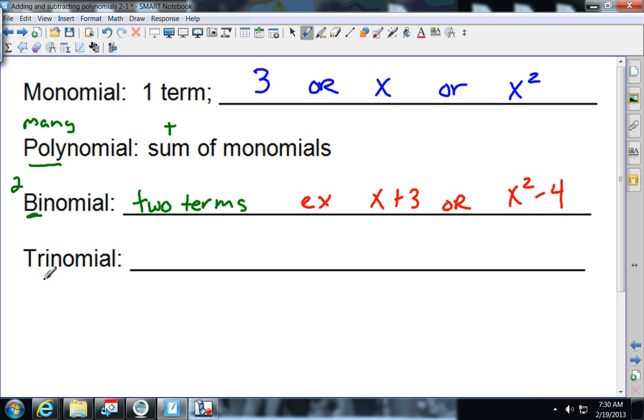Now trinomial, we should know that the prefix tri means 3. So this is going to be 3 terms. An example of what we're going to see for a trinomial is x squared plus 5x plus 6. That would be a common trinomial that we'll see. And no, there's no quadnomials and septomials or whatever. I'm totally making up those last 2. The only ones that have special names are monomial, binomial, and trinomial. Anything over 3 terms we call a polynomial, just meaning that there's many of them.